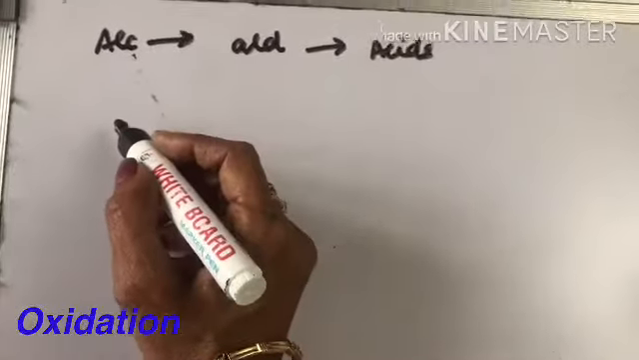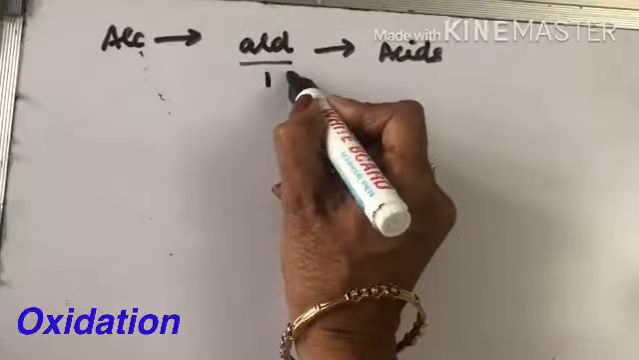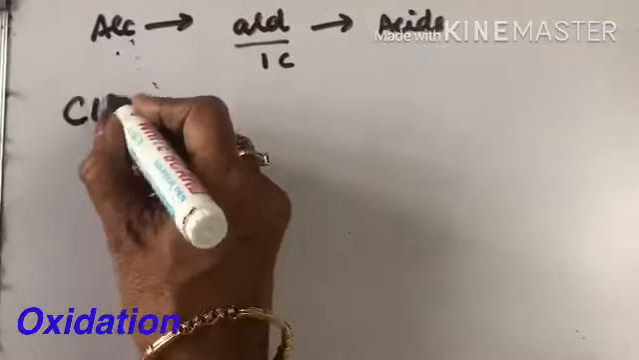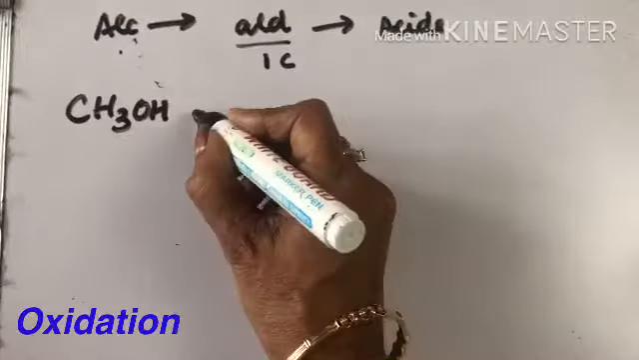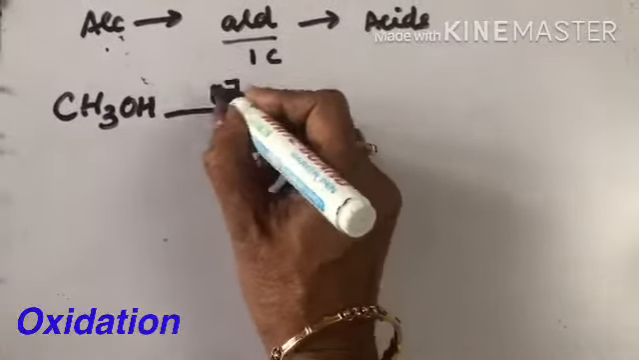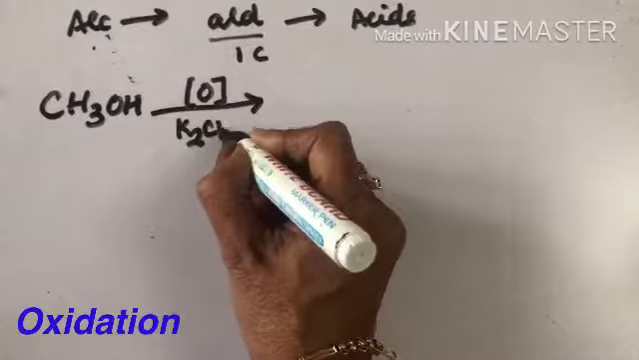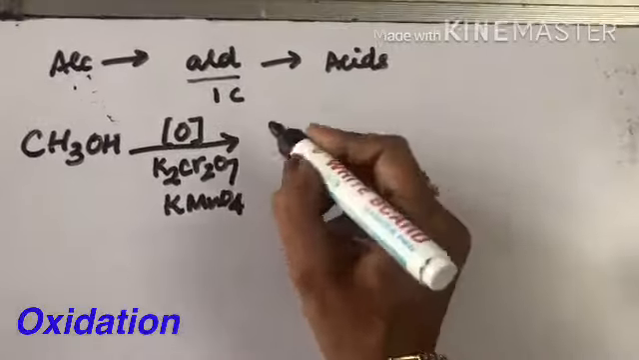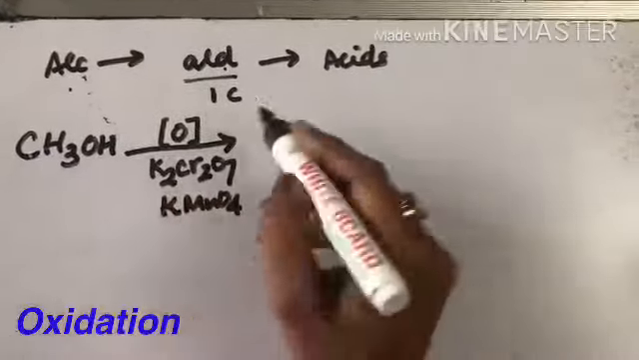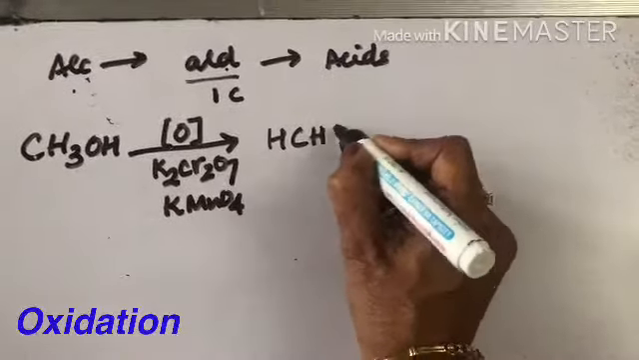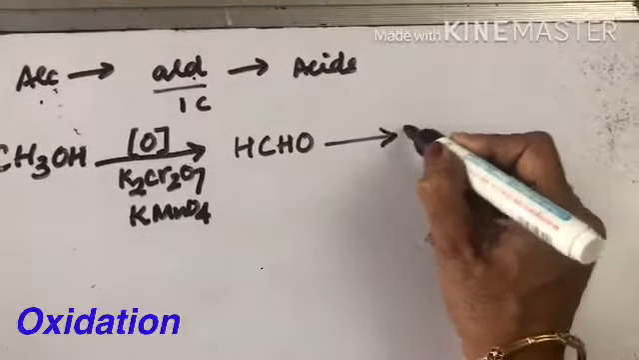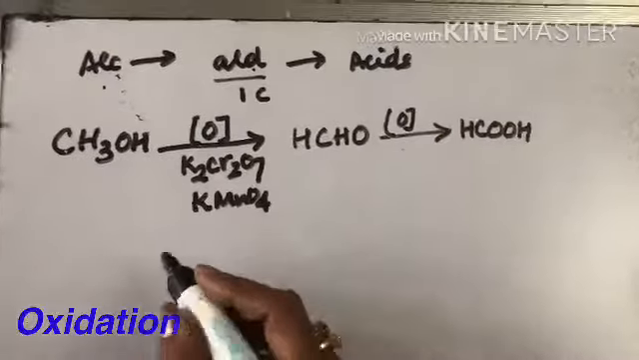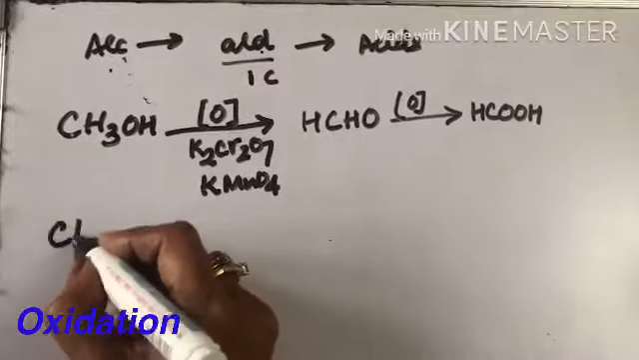If I want to make an aldehyde containing one carbon atom, then I should take an alcohol containing one carbon atom. So if I take CH3OH, which is an alcohol, and oxidize it, always remember that I am using the oxidizing agent either potassium dichromate or KMnO4, which is going to give me the aldehyde containing one carbon atom. So it becomes HCHO. And if I further oxidize it, it gives me an acid, HCOOH, on oxidation.